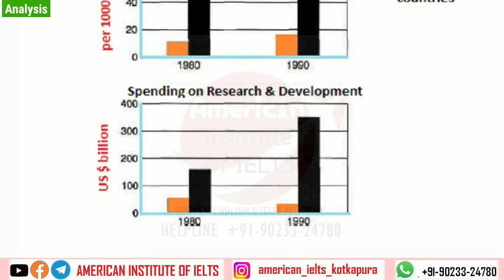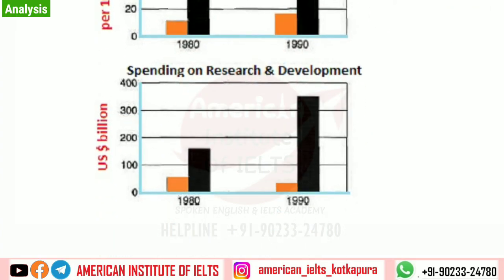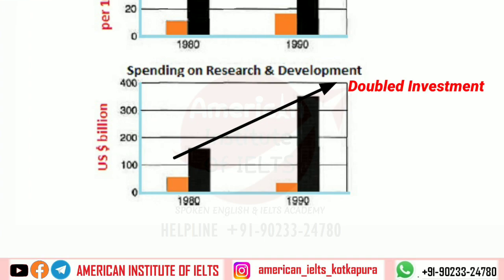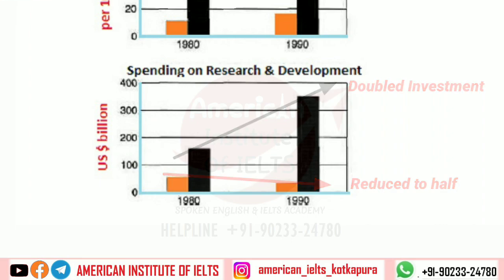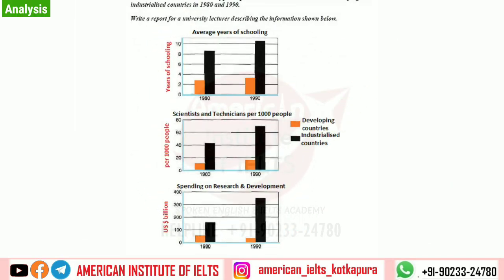And if we talk about investment in research and development, then no doubt industrialized countries have doubled their investment, but in developing countries this investment has decreased, and rather it has reduced to half. So that is our analysis part, and that is the reason why industrialized countries are far ahead whereas the developing countries are lagging behind, right?